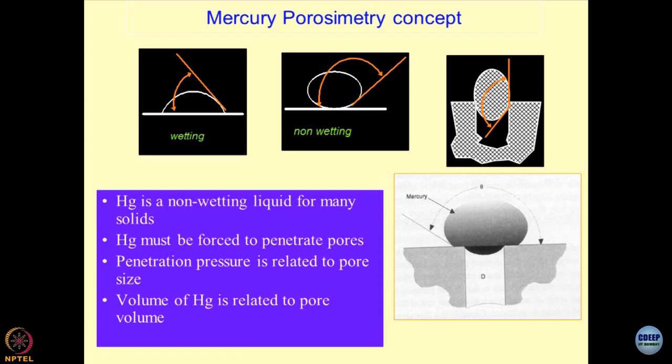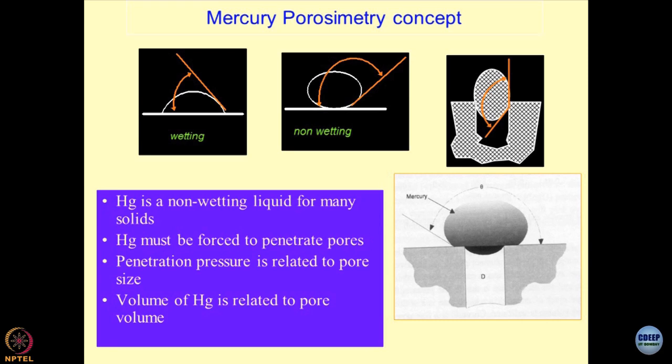Mercury intrusion porosimetry utilizes the concept that mercury is a non-wetting fluid and it can be forced into the pores up to the smallest size, and what we assume is that the size of the pore is the same as the size of the mercury drop which is entering into it. And if I can measure the volume of the mercury which has been displaced into the pores, that is nothing but the volume of the pores. So, prima facie all these assumptions appear to be valid.